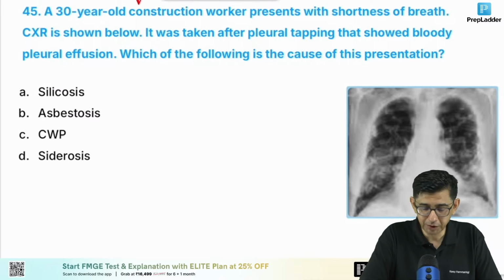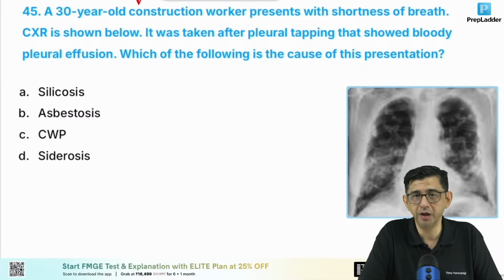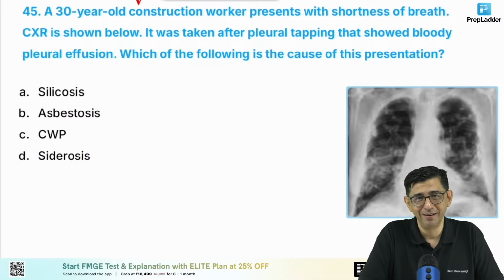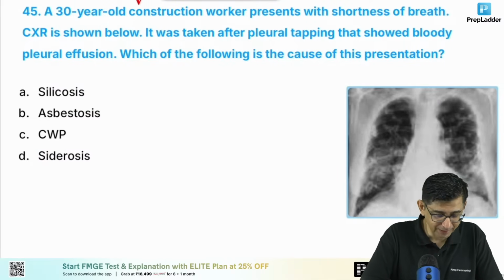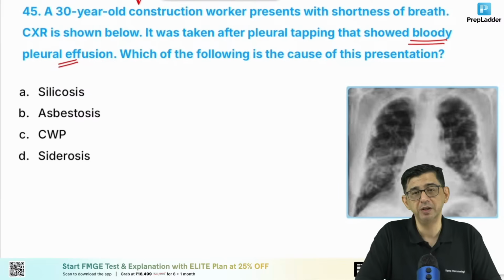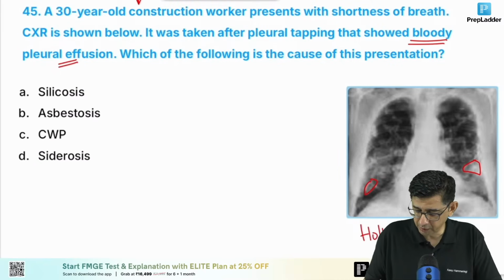A 30-year-old patient presents with shortness of breath. Construction worker, they'll always say, and you'll always be wondering whether he's talking about silicosis or asbestosis, and he has given the clinical manifestation that there is bloody pleural effusion. Bloody pleural effusion is seen exclusively with asbestosis, and asbestosis will have this holly leaf appearance, which looks like a big leaf here.